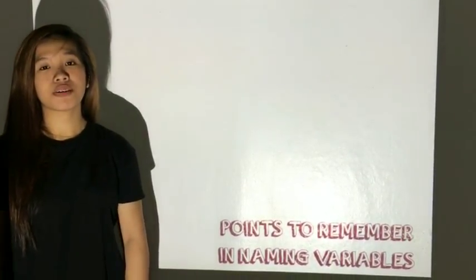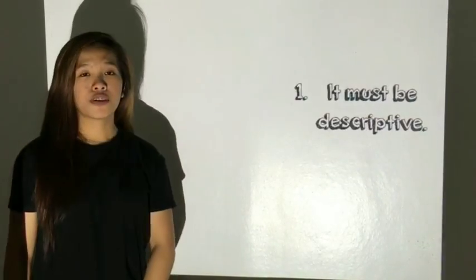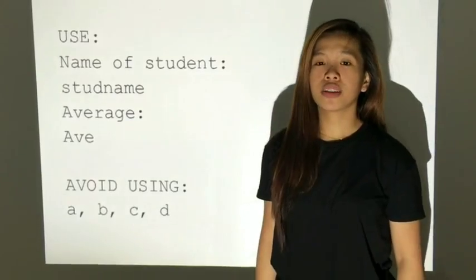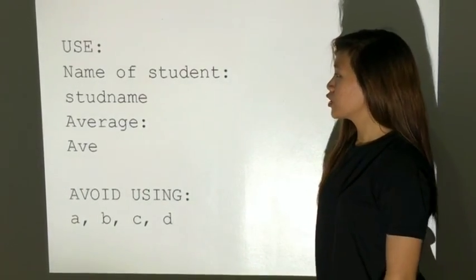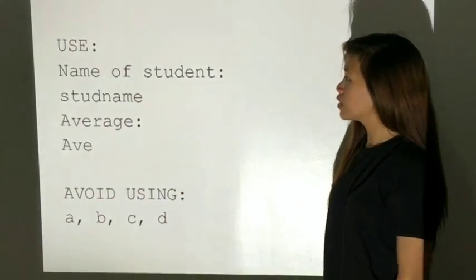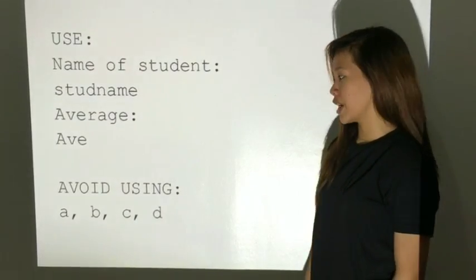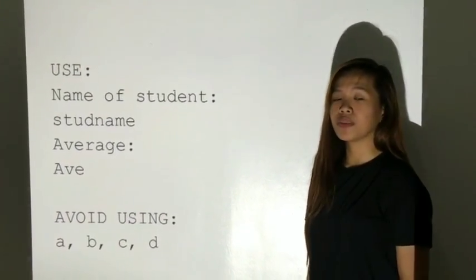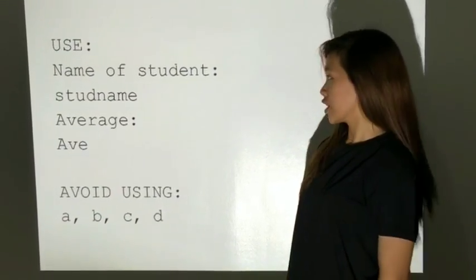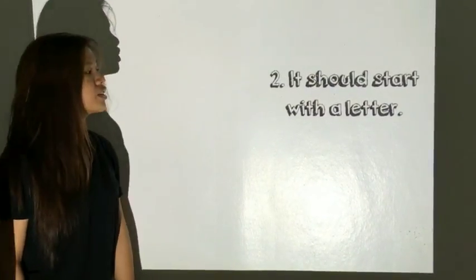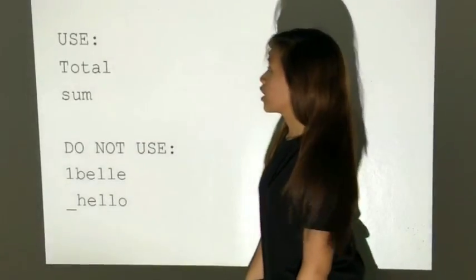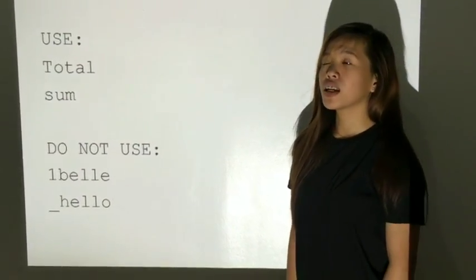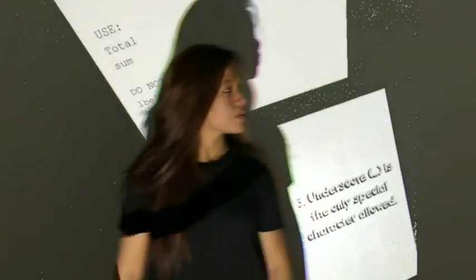Points to remember in naming variables. First, the variable name must be descriptive. In one look, it should identify what data the variable holds. We can use stud_name as a variable that holds the name of a student and av for average. Avoid using A, B, C, and D because they are not descriptive and can lead to confusion. Second, it should start with a letter. Use total and sum instead of 1bell or _hello because they do not start with letters.